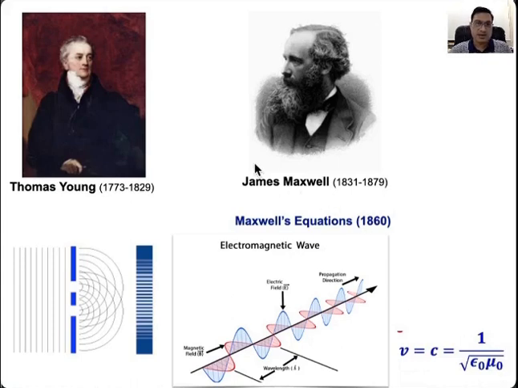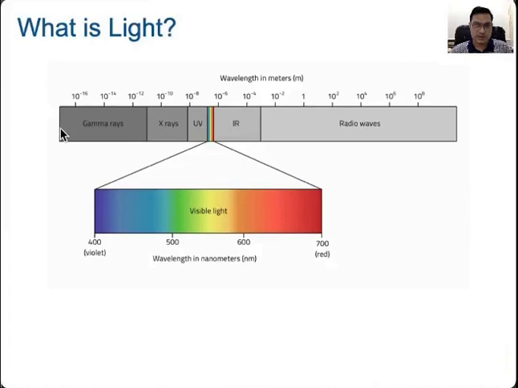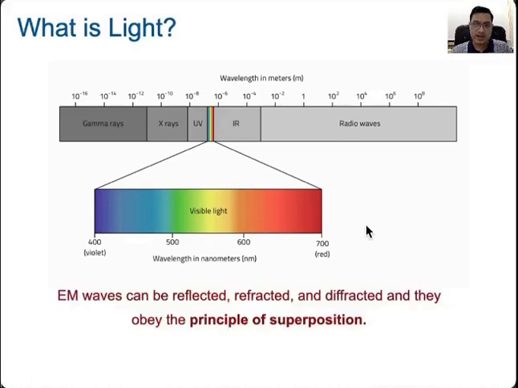So after establishing the fact that light and electromagnetic wave are the same thing, let's move on further. This is the spectrum of your electromagnetic wave, or the spectrum of light, and here you can see that only a very tiny portion of the electromagnetic spectrum is visible light, which ranges from 400 to 700 nanometer. And after establishing that light and electromagnetic wave are the same thing, he started performing a set of experiments using electromagnetic waves, and showed that electromagnetic waves can be reflected, refracted, and diffracted, and they obey the principle of superposition. All these properties were shown by light. So it means that light and electromagnetic wave are the same thing.